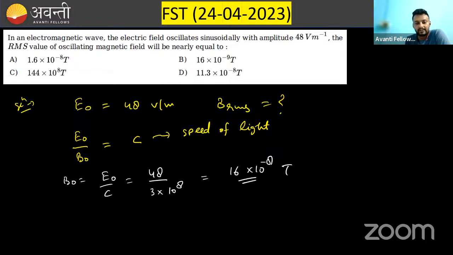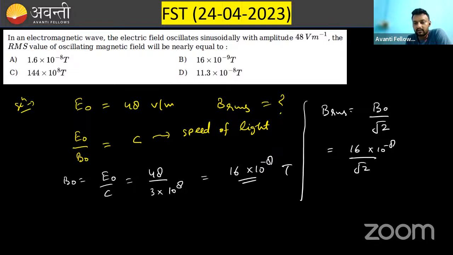E is pronounced as Tesla. Now the magnetic field is known, and they are asking for the RMS value. So B RMS is equal to B naught by root 2, that is 16 into 10 raised to the power minus 8 divided by root 2.